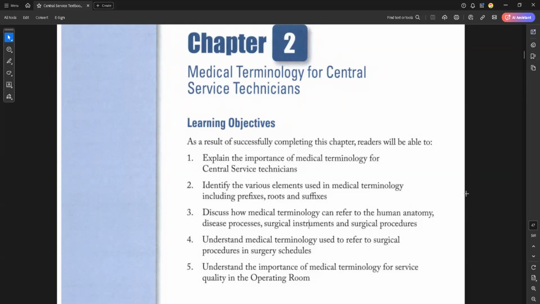disease process, surgical instruments and surgical procedures, and understand medical terminology used to refer to surgical procedures in surgery schedules, and understand the importance of medical terminology for service quality in the operating room. So this, to be able to master and to answer these questions.